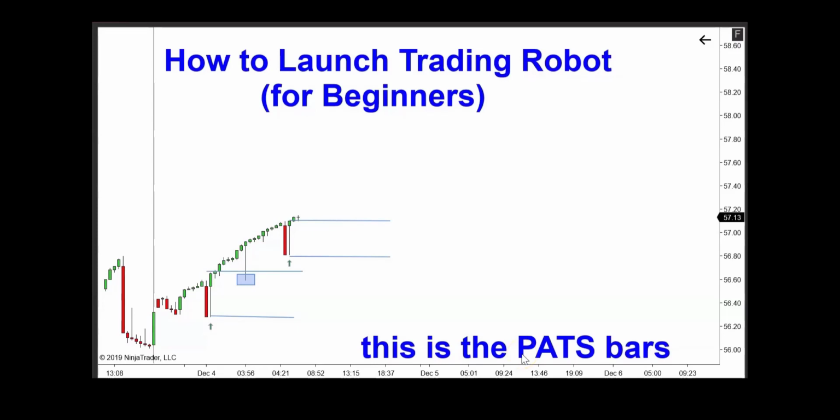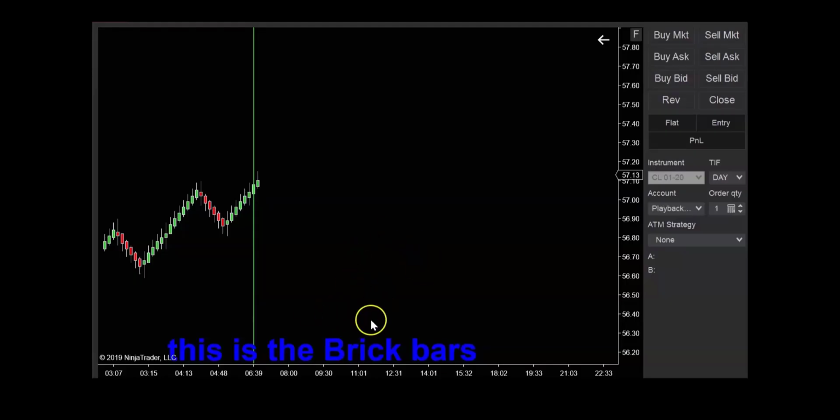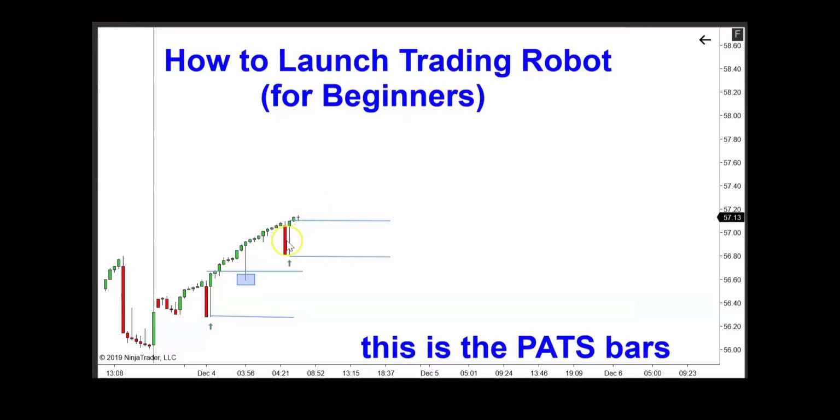I hope it does. So once you've identified your zone, what do you do with that zone? Well, you jump over to the brick bar chart, and what I've done is I've drawn a green line here representing the PATS bar signal. Does that make sense? So this line here at about 640 represents the signal right over here.